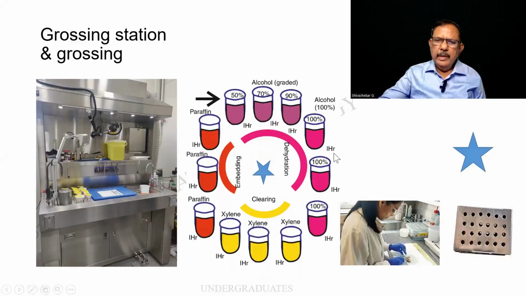We put it in a clearing agent such as xylene. So here we are having the xylene, multiple containers, and it is put in molten paraffin or paraffin wax. So this goes on automatically. I would like you to correlate this cycle with the first picture that I had shown. I'll be showing it to you again.